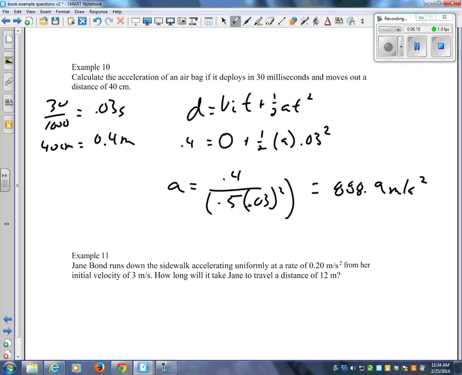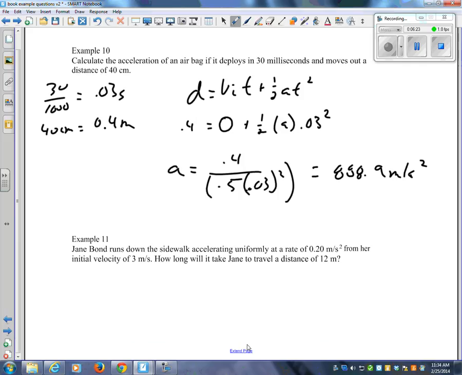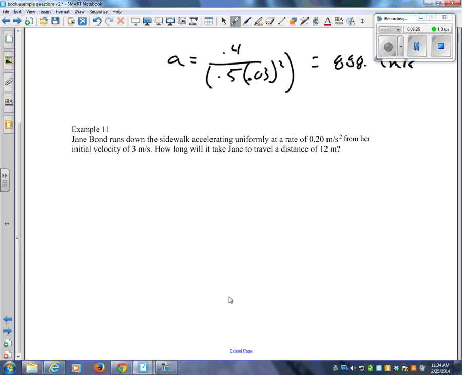They never like that. All right, example 11. This is the one where we really got to pay close attention here. It's getting a little bit more challenging. Jane Bond, that's James's daughter, I think, right? Runs down the sidewalk, accelerating uniformly at a rate of 0.2 meters per second squared from her initial velocity of 3 meters per second. How long will it take Jane to travel a distance of 12 meters?